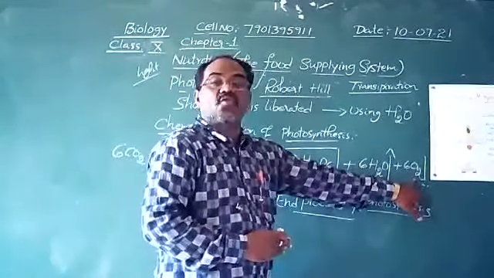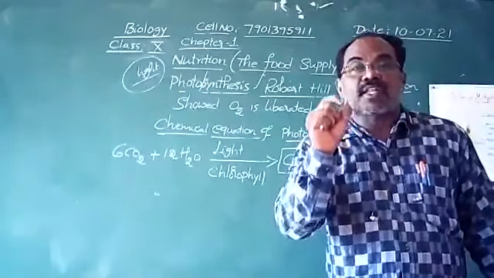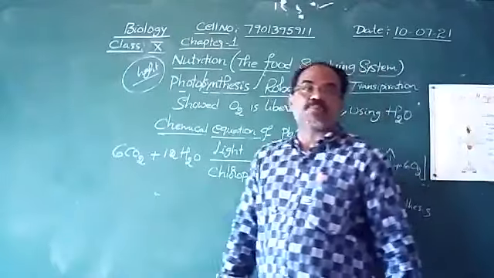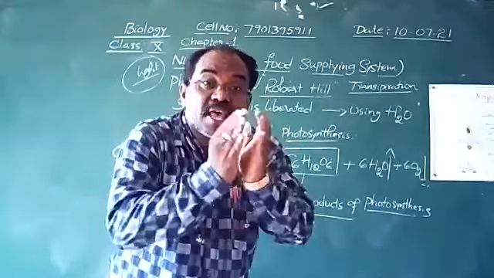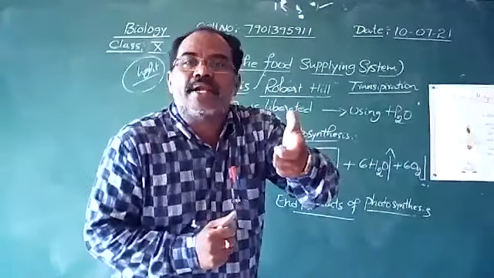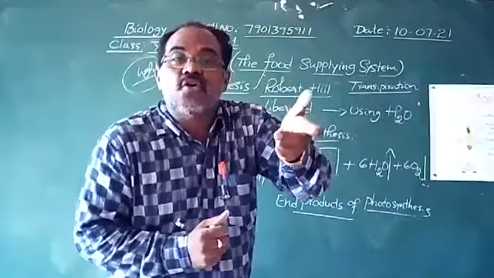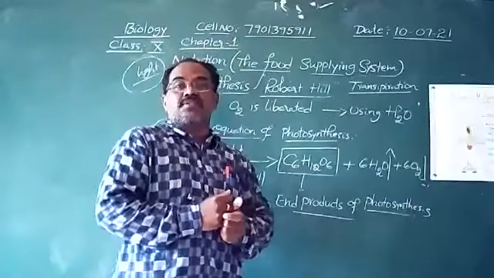Next, autotrophic organisms like green plants and some photosynthetic bacteria can prepare their own food using light energy. Sunlight plays an important role in the process of photosynthesis. Plants can prepare carbohydrates. Not only carbohydrates, lipids, cellulose, all these compounds are formed by the process of photosynthesis.